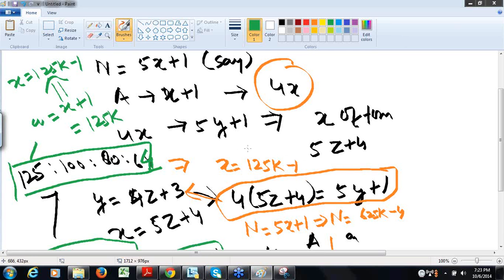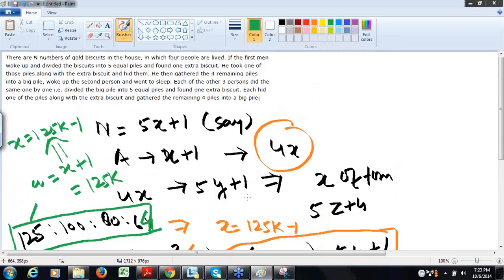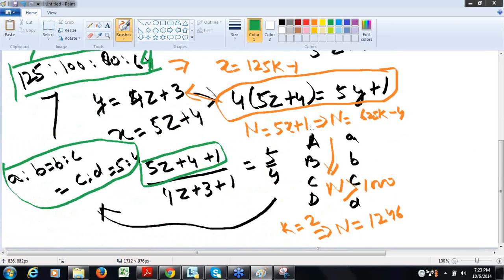If X is 125K minus 1, what is the value of N? We have been given N is equal to 5X plus 1. Put that value of X here. So N is equal to 625K minus 4. You have to find the smallest N, and N has to be greater than 1000. So the minimum value K can take is 2. If it takes 1, then it will be less than 1000. So 625 into 2 is 1250, minus 4 is 1246. The minimum value greater than 1000 will be 1246.